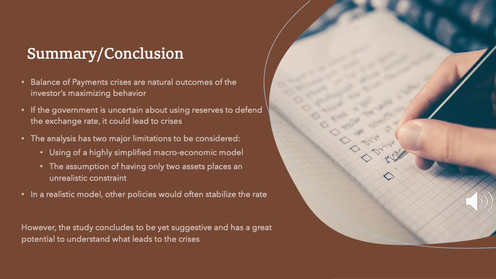To summarize and conclude, we see that the analysis is on a balance of payments crisis situation in a country that is losing reserves gradually and in which there is a speculative attack on the currency. Multiple attacks, to be precise. We see the crises are natural outcomes of the investors' search maximizing behavior. Additionally, when the government's willingness to use reserves to defend the exchange rate is uncertain, there can be a series of crises in which capital flows out of the country, then returns before the issue is corrected for good.